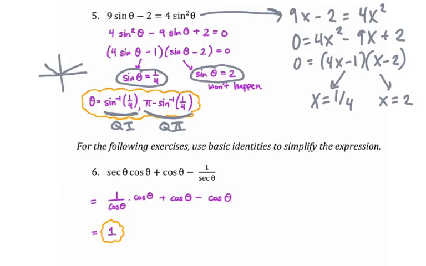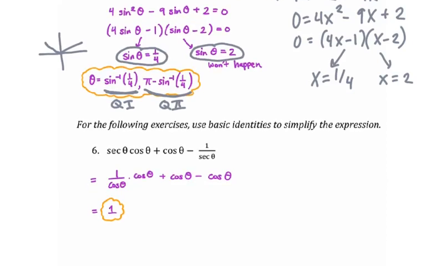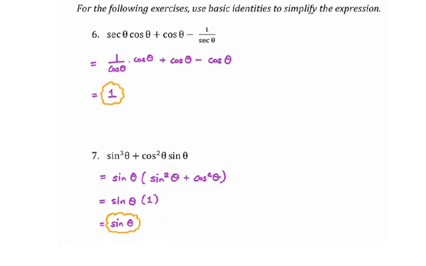Again, you've probably done a lot of good work already on these problems, so we'll go ahead and move into the next set, 6 and 7, which have a different direction. So problems 6 and 7 just ask us to simplify. For problem 6, we have secant times cosine plus cosine minus 1 over secant. And basically I hit this one with reciprocal identities.